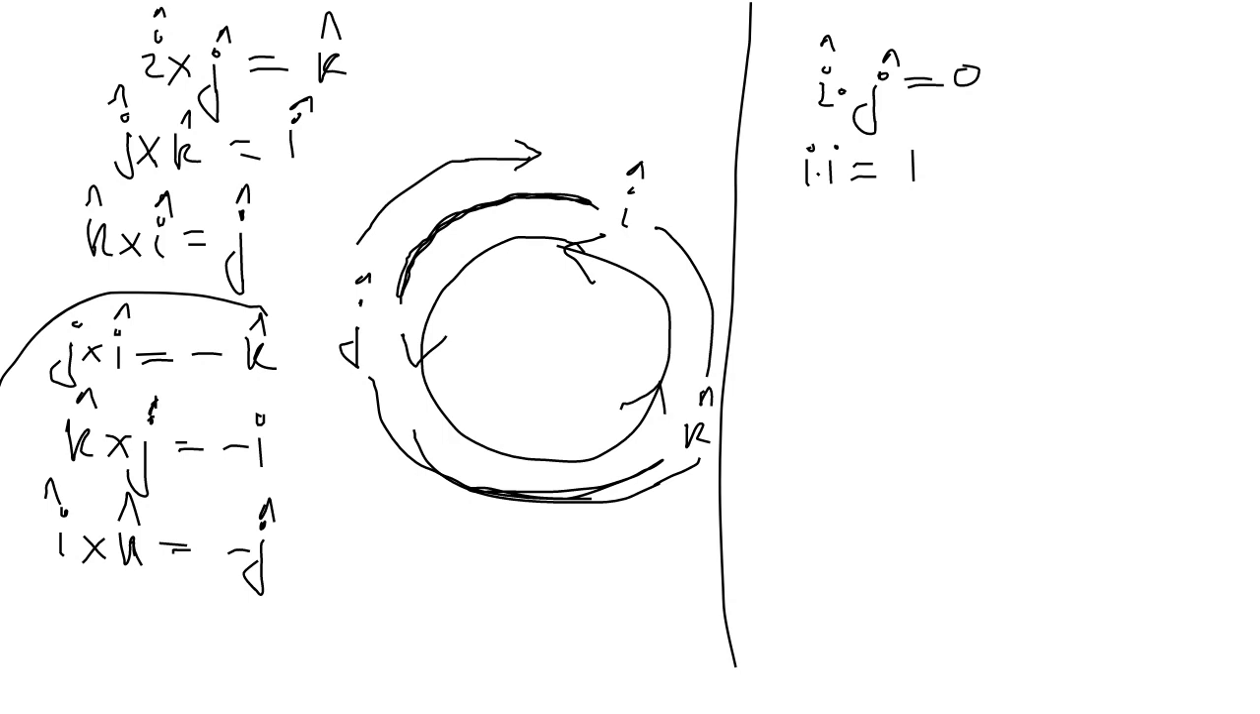These are other properties of the cross product. You can easily prove why I cross J is equal to K and J cross K is equal to I. How can we prove it? I will tell you. For example, you choose any one. I choose K cross I. That is equal to J.